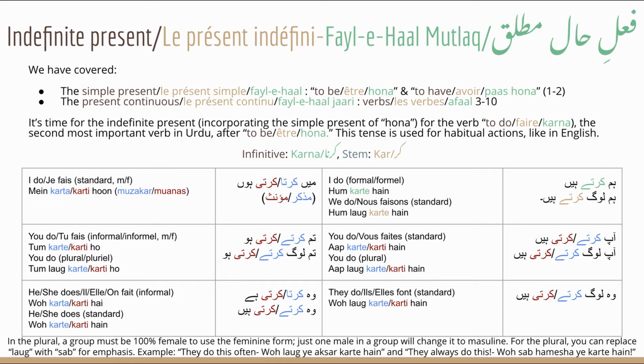In the plural, a group must be 100% female to use the feminine form. Just one male in a group will change it to masculine, just like in French. For the plural, you can replace log with sub for emphasis. For example, they do this often. वो लोग ये अक्सर करते हैं. And they always do this. वो सब हमेशा ये करते हैं. You also can notice that the word order changed to express emphasis.